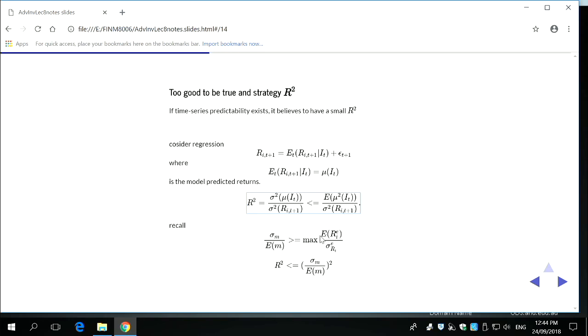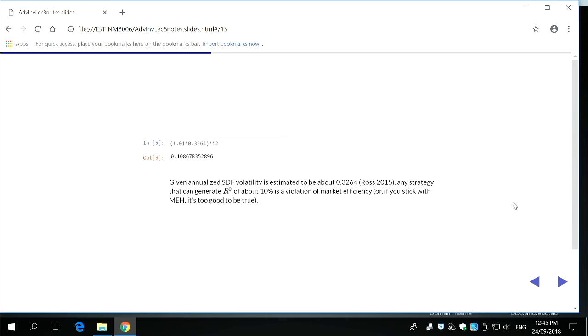So if we plug this into the equation above, because the numerator is just expected return squared and the denominator is just sigma squared, then we know R-square should be less than or equal to (σ_m over expected m) squared. One over expected m, we already know, is related to the risk-free rate. All we need to know is the standard deviation of the SDF, which is about 0.3264. Then we plug this number into the equation before.